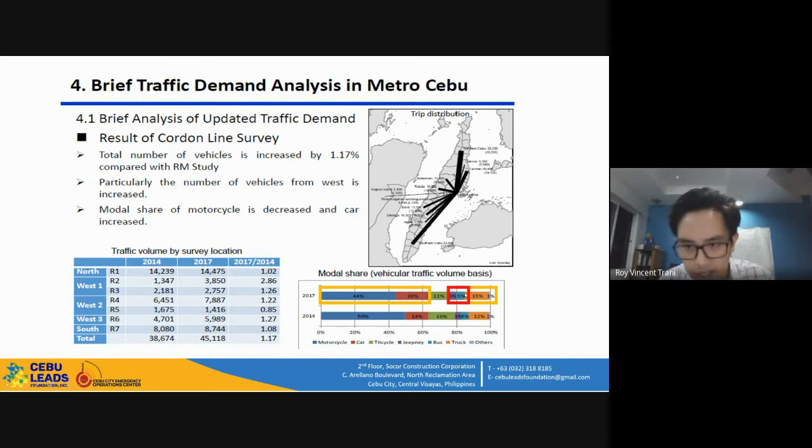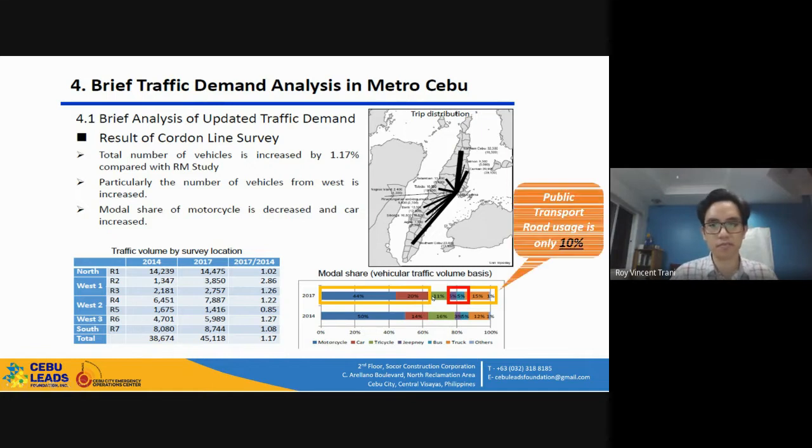But over here on the rightmost side, you see that jeepneys and buses pretty much stayed the same, while truck trips increased by 2%. And then tricycle trips decreased from 16 to 11%. And public transport road usage is only 10%. So that's the amount of vehicles that are using that road at an average amount of time. Basically they measured how many types of vehicles were using those roads, and only 10% of those were vehicles that were designated as public transport.